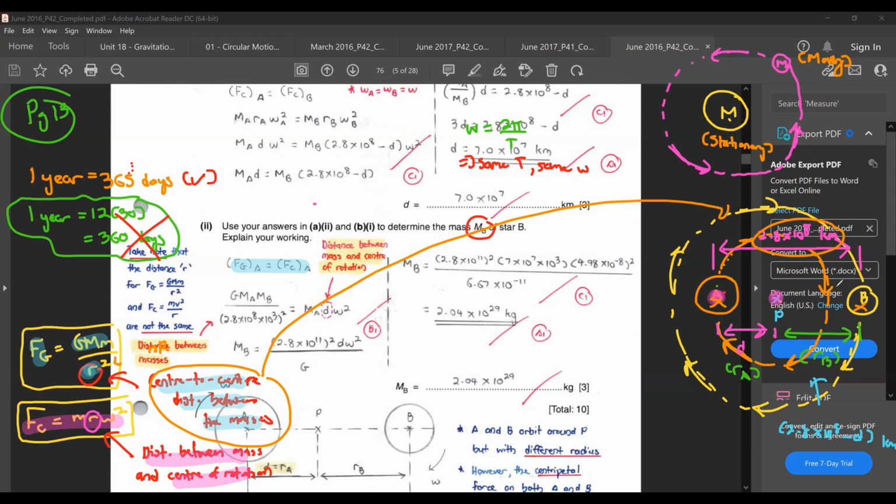Okay, so there's a difference here. This is the one point that I want to highlight for you guys when it comes to FC and FG. R for FG is the center to center distance between masses. R for FC is the distance between the mass and the center of rotation. So in some cases, they are the same. In some cases, they are not, like in your current question.